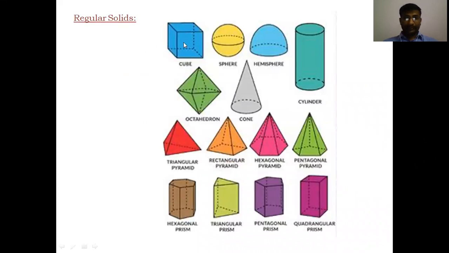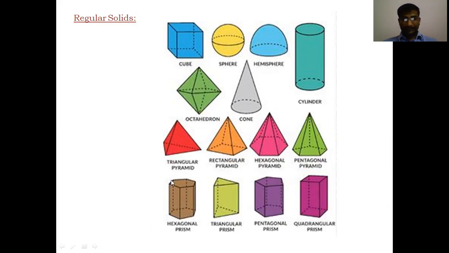We know that this is the cube, which has 6 faces, sphere, hemisphere. Half of the sphere is called the hemisphere. This is a cylinder having 2 bases and a curved surface. This is the octahedron having 8 triangular faces, and a cone which has 1 base and 1 apex. This point is called the apex. These 4 figures are called the pyramids, and these 4 figures are called the prisms.